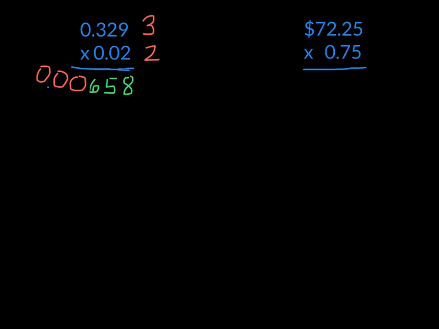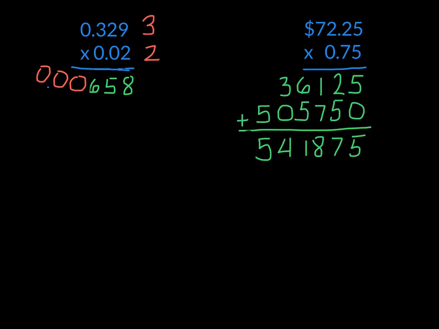Let's take a look at an example with money now. $72.25 times 0.75. So I'm going to multiply that out, and it looks like this: 541,875. Now I need to remember to bring my dollar sign down now so that I don't forget. So I put that right here.